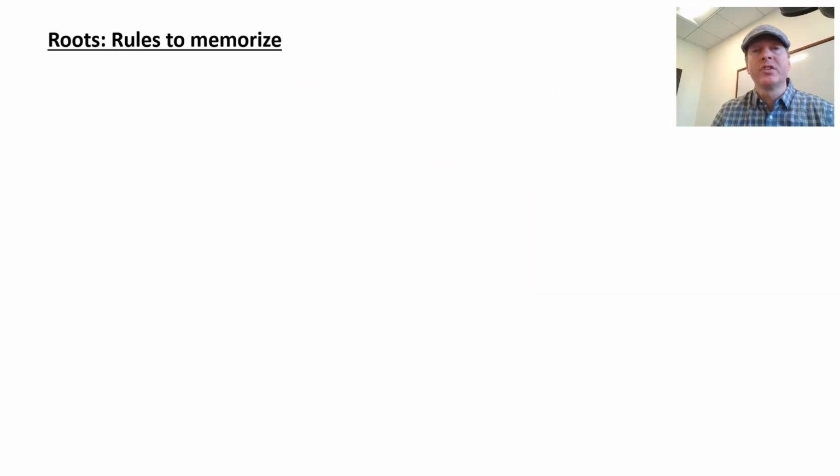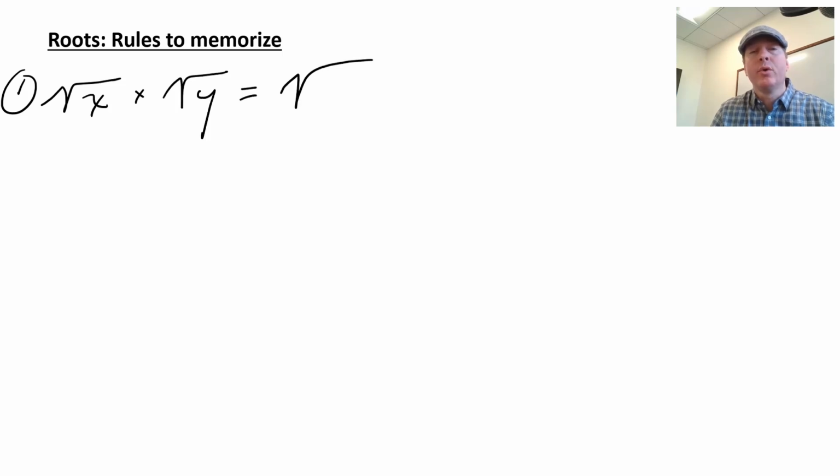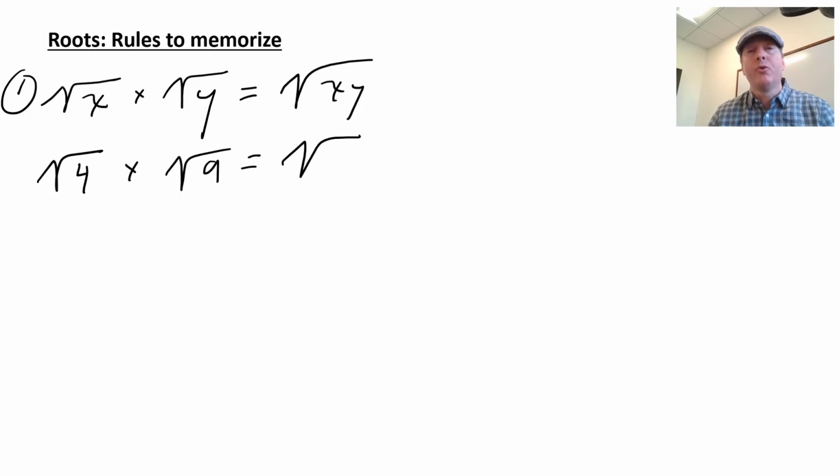Let's talk about some rules, some laws to memorize with regard to roots. If I had the square root of x times the square root of y, that is equal to the square root of x times y. If you're multiplying the numbers, you can put them underneath the same square root sign and multiply them. So if you asked me what is the square root of 4 times the square root of 9, that's the same thing as the square root of 4 times 9. And 9 times 4 is 36. So that's the same thing as the square root of 36.